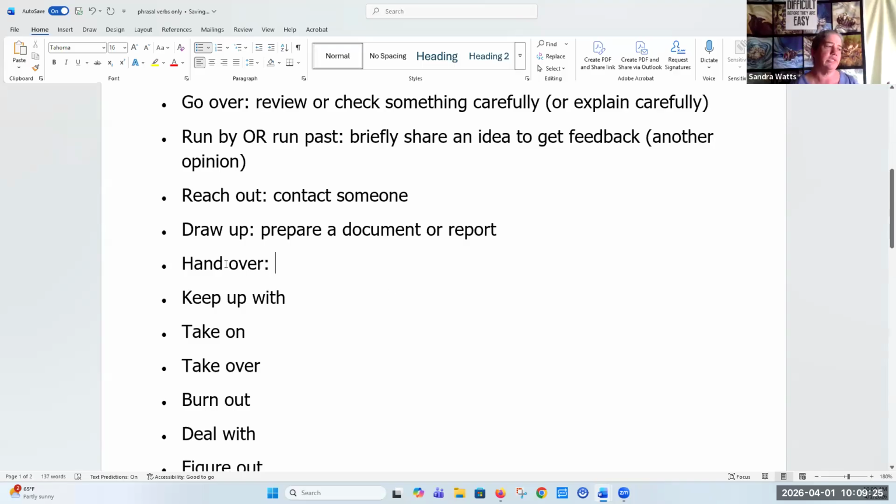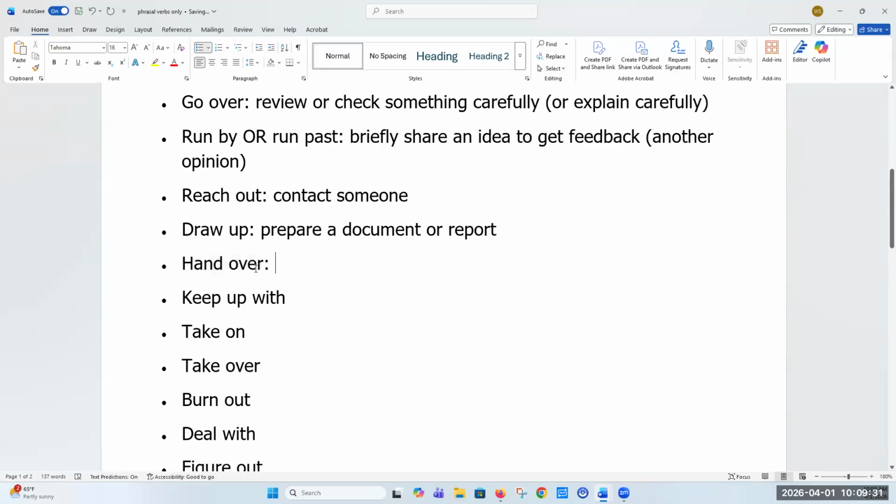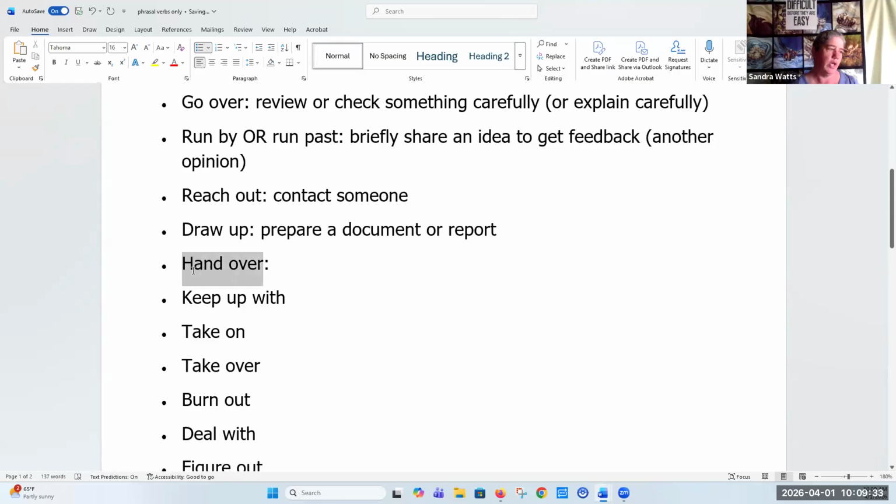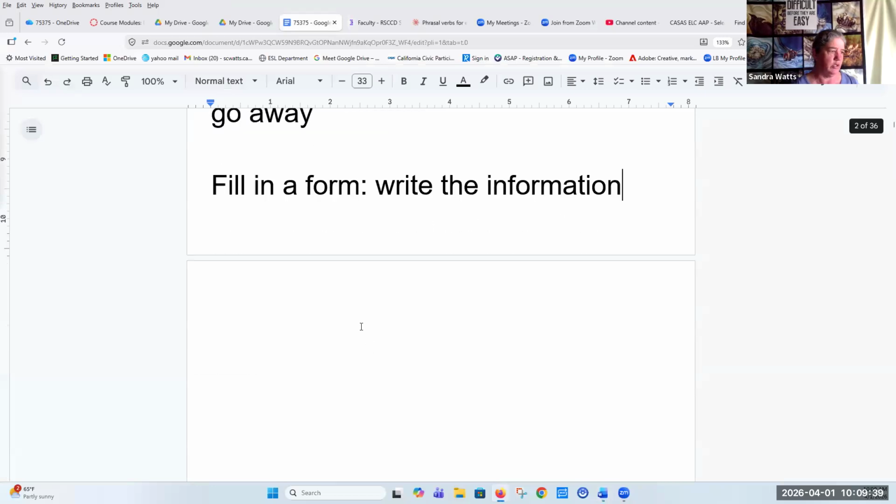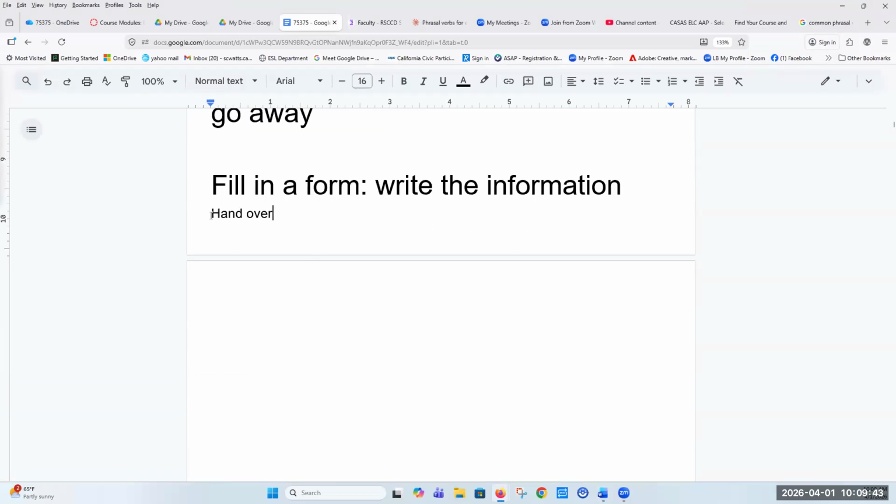All right. So this is another one that has different meanings. So hand over. I'm going to put this on the other page for a minute because this is something you would probably use with your kids, maybe.